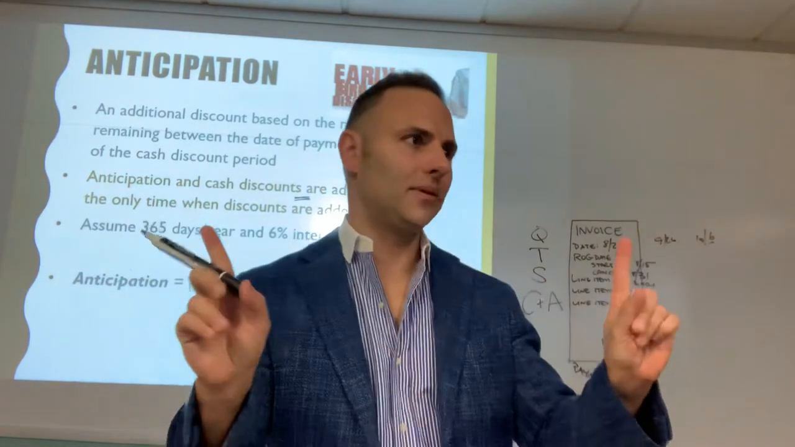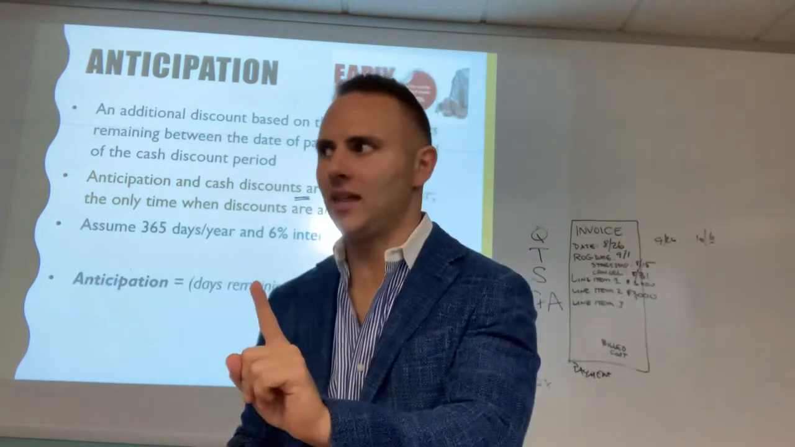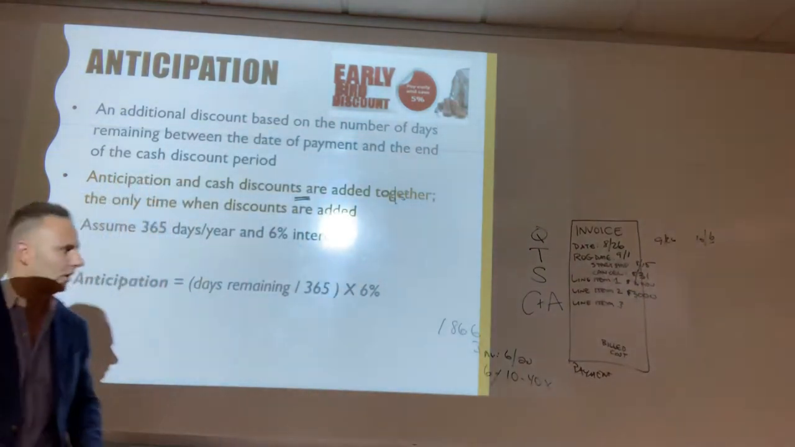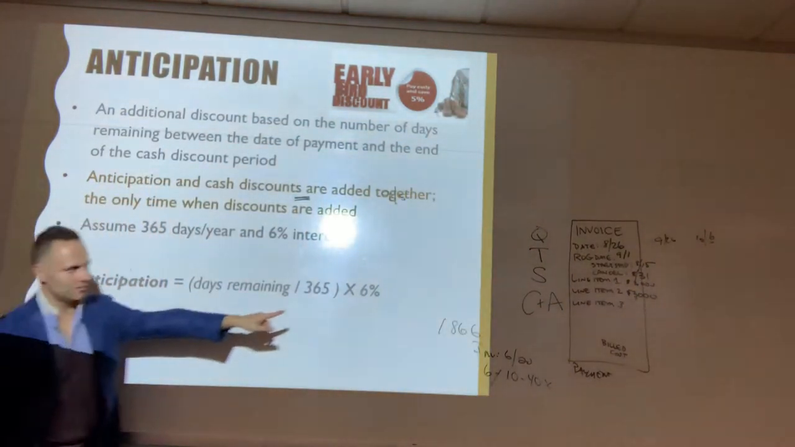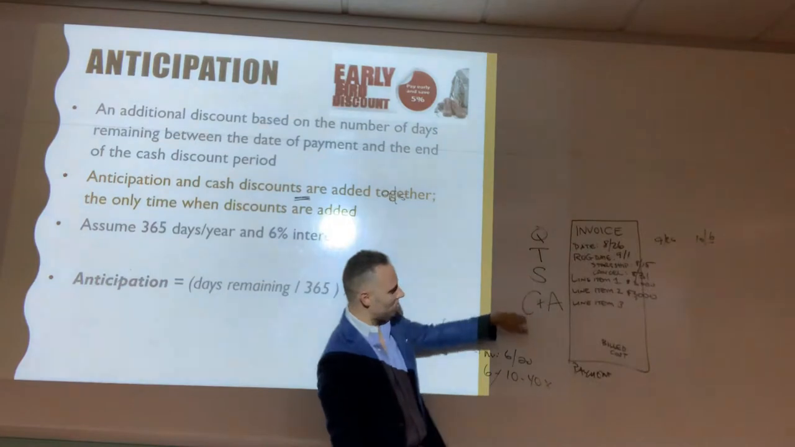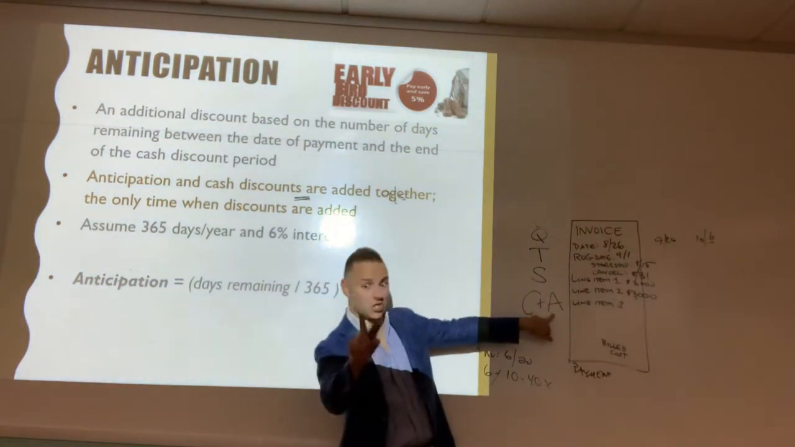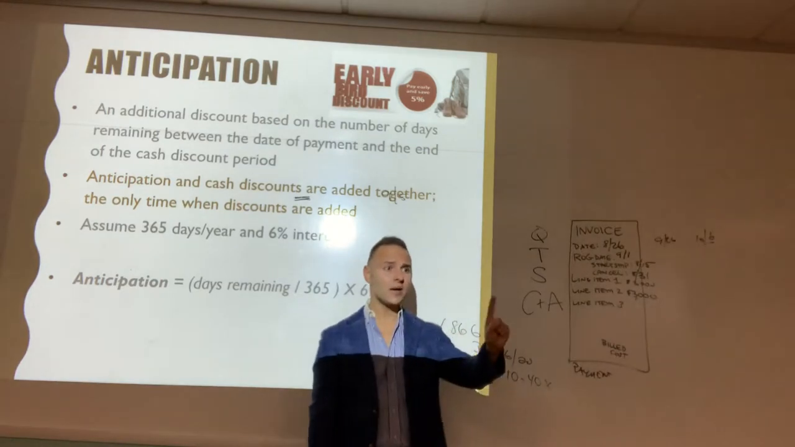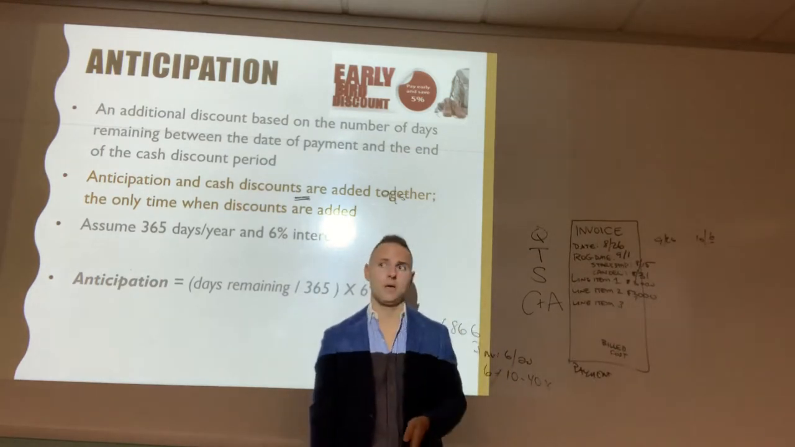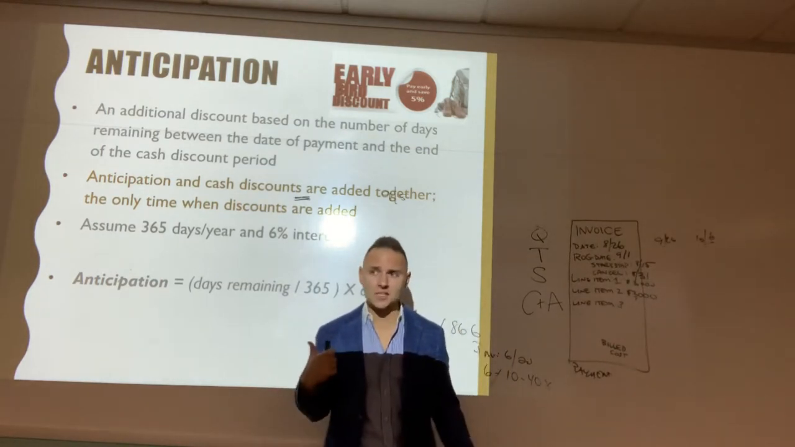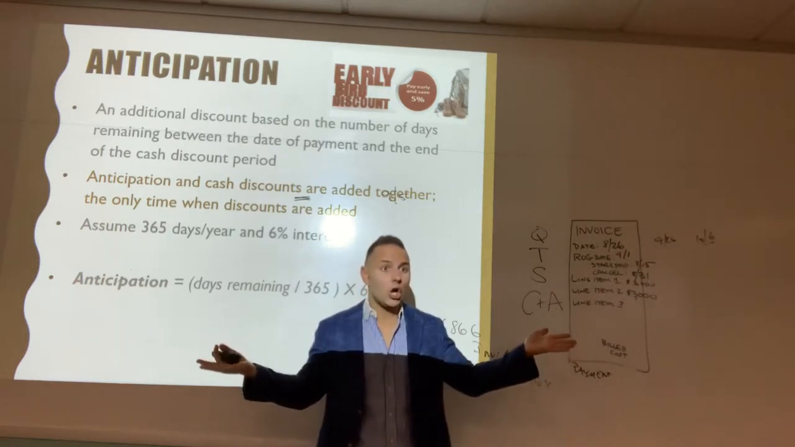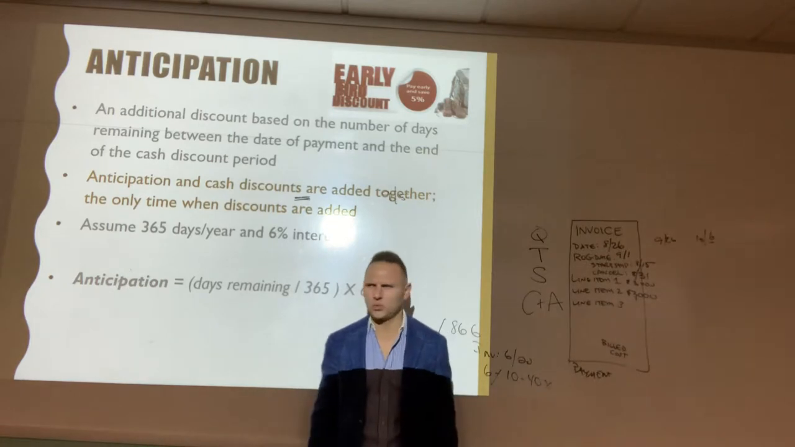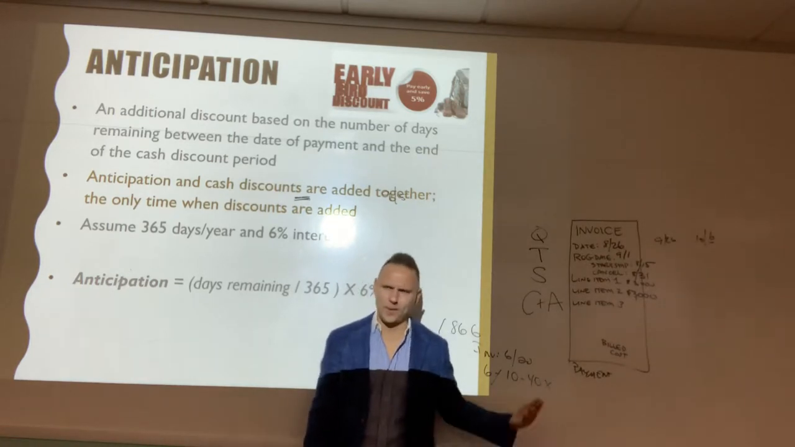Okay, stop. I should teach you one last thing before we do this because I'm one slide early. Anticipation, okay? So we did quantity, trade, seasonal, cash. Let's just knock out anticipation and then we're ready to answer number 1. Okay, so if a cash discount is a discount for paying on time, an anticipation discount is a discount for paying early. All right? Now, why in God's green earth would we ever pay a bill before payment is due?